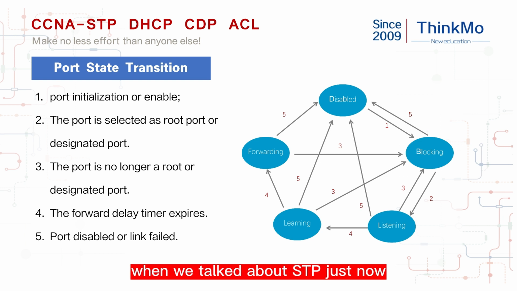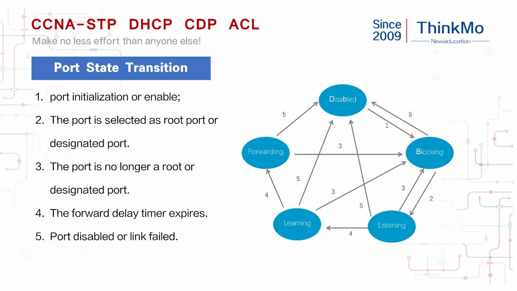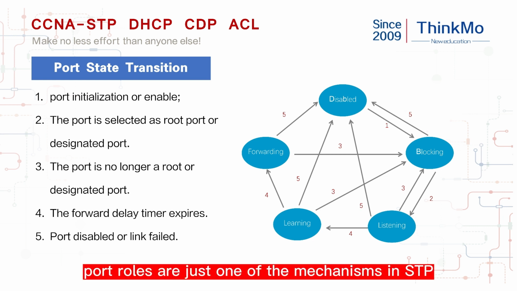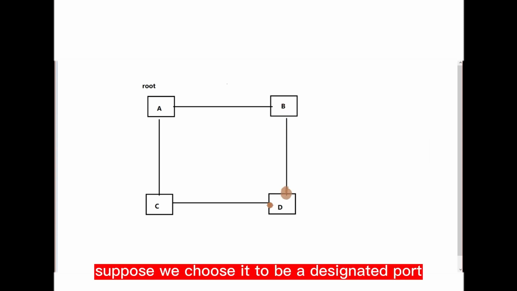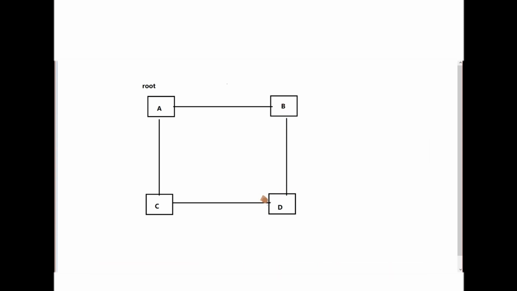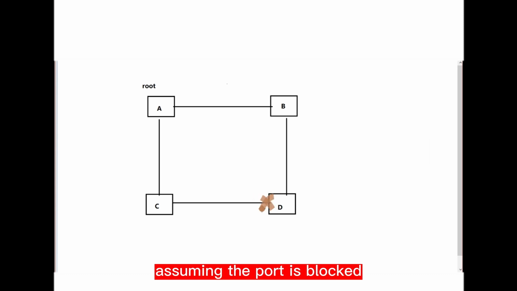When we talked about STP just now, port role is just one of the mechanisms in STP. Another mechanism of STP is called port status. Let me introduce it. For example, take such a device. Suppose we choose it to be a designated port, and assume the port is blocked. Now it's a blocking port.